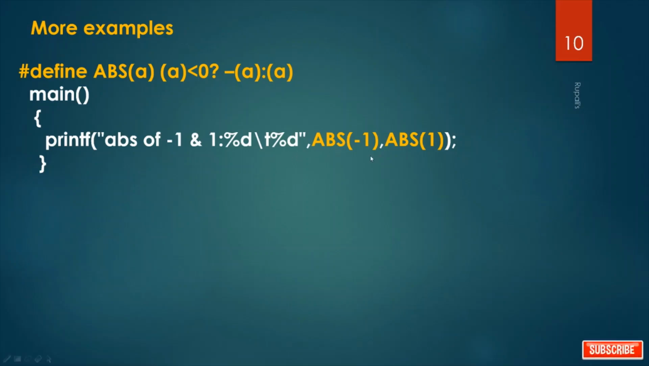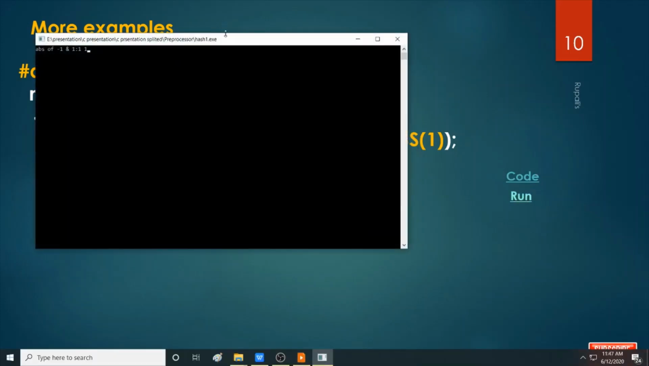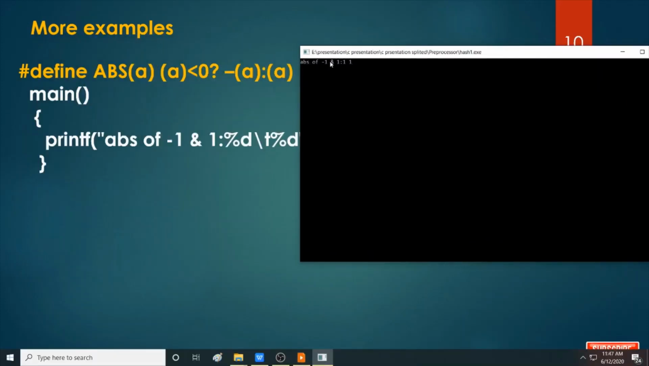When it is ABS(-1), it is replaced by: is minus 1 less than 0? Yes. So it will return plus 1. And if it is ABS(1), then it is replaced by this value. If 1 less than 0? No, so it will return 1. So always we get the absolute value. So run the code. So the absolute of -1 is 1, the absolute of 1 is also 1.